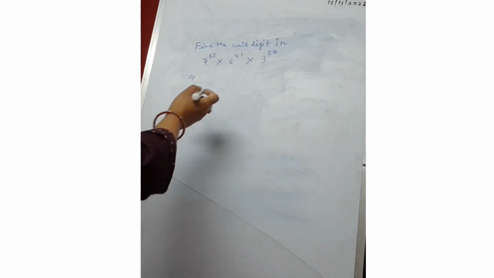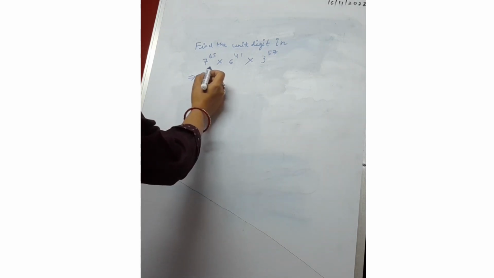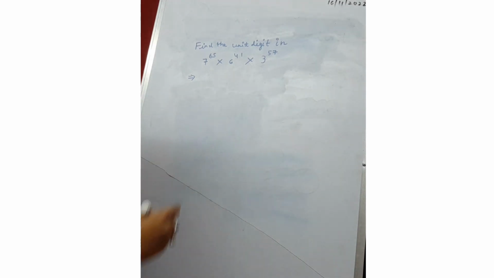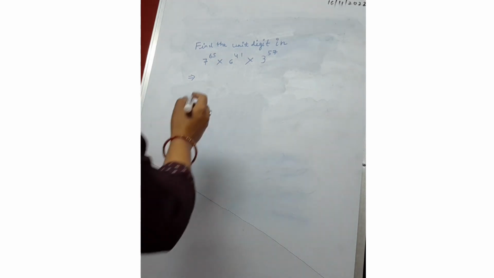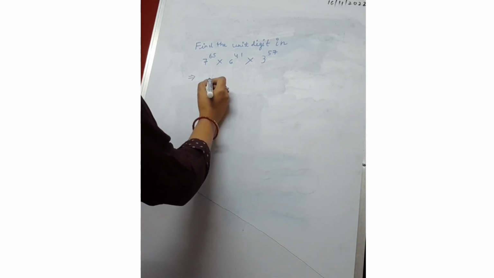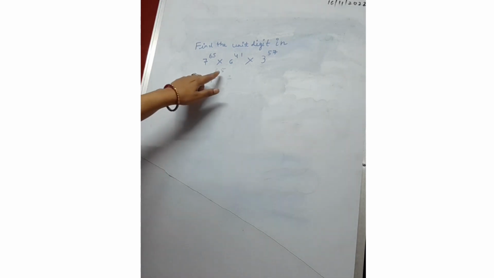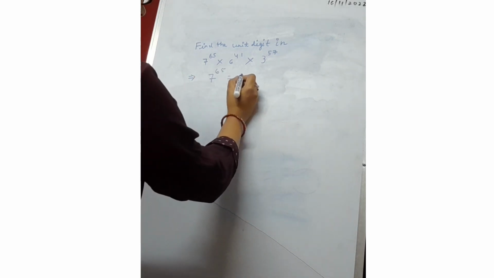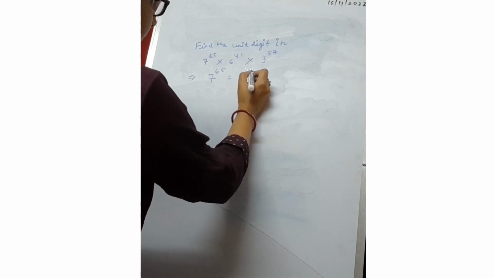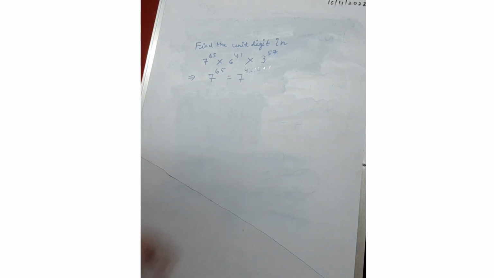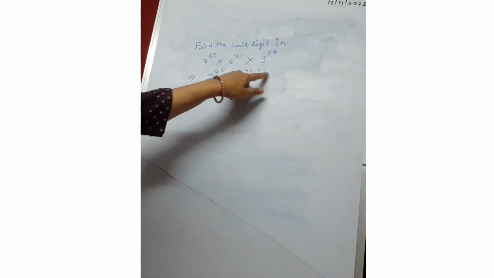Now how will we find the unit digit of 7 to the power 65, 6 to the power 41 and 3 to the power 57. First we will find the unit digit of 7 to the power 65. Here we divide 65 by 4 and get remainder 1. So we can write 4 into 16 plus 1. 16 times 4 is 64, plus 1.